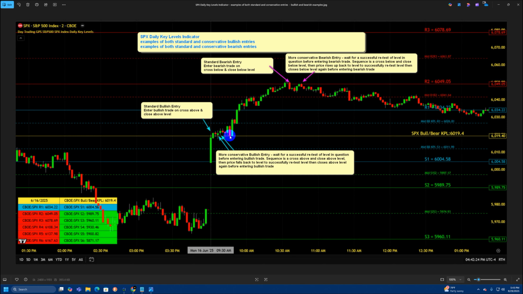We had a retest here, but if you waited for this retest, you'd be paying a lot more. So usually with the successful retest, you're just waiting for the initial successful retest. So this is the initial successful retest. This is the initial cross and close above. This is the initial retest.